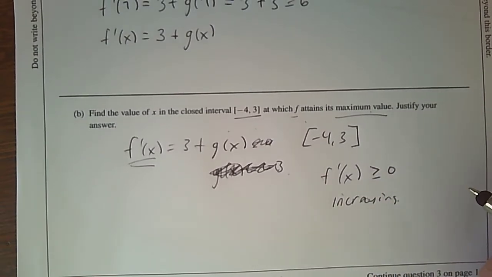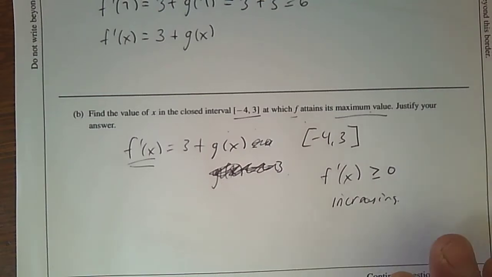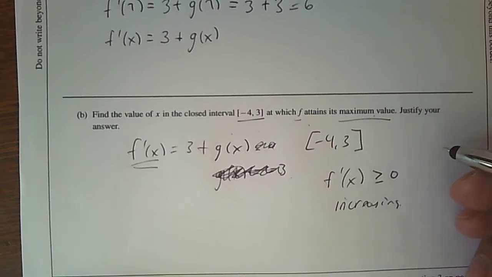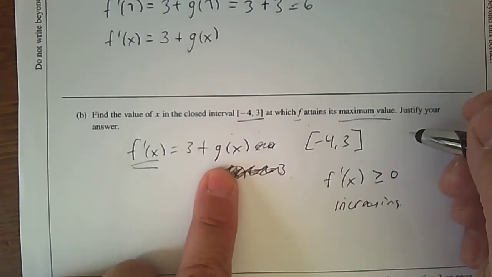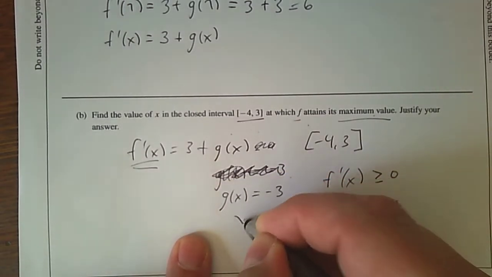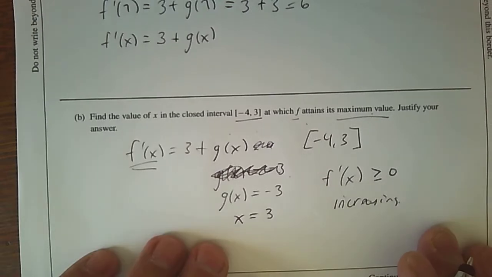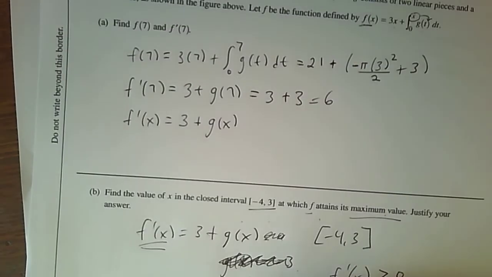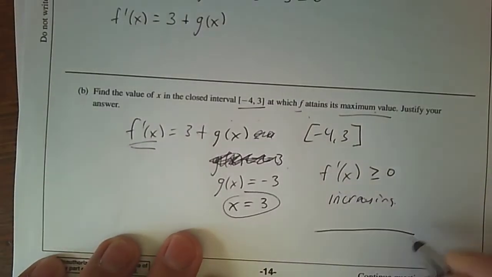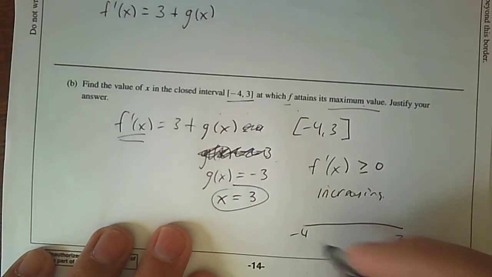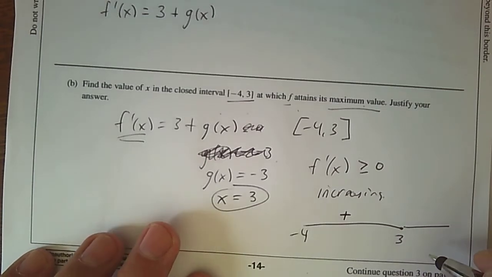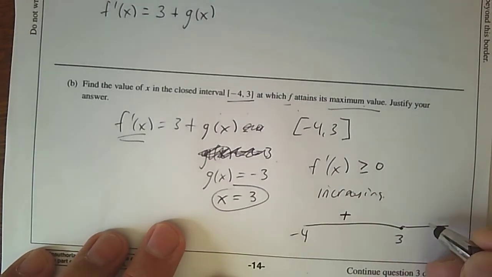And then at the one spot where it's not increasing, which one gives you the y value? That's at 3, right? Because if I said g at x, I'm going to go back to this. At what x value does g at x equal negative 3? And that answer is when x equals 3. So from negative 4 all the way to 3, the answer is always positive. Now, after 3, it's going to change. In fact, after 3, it still remains positive.